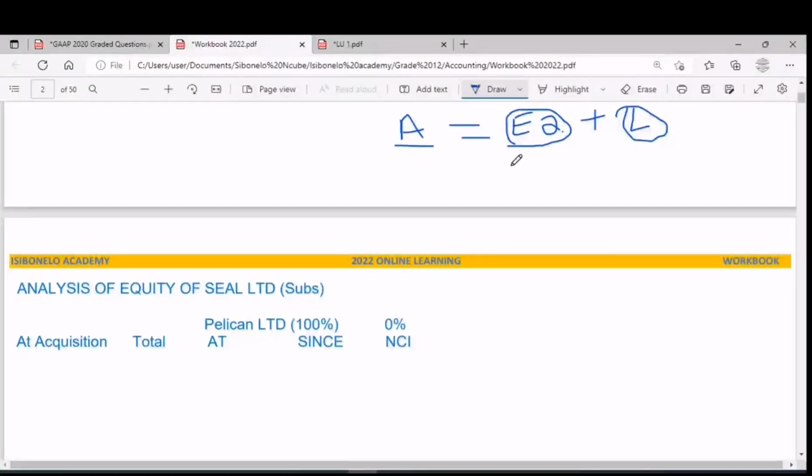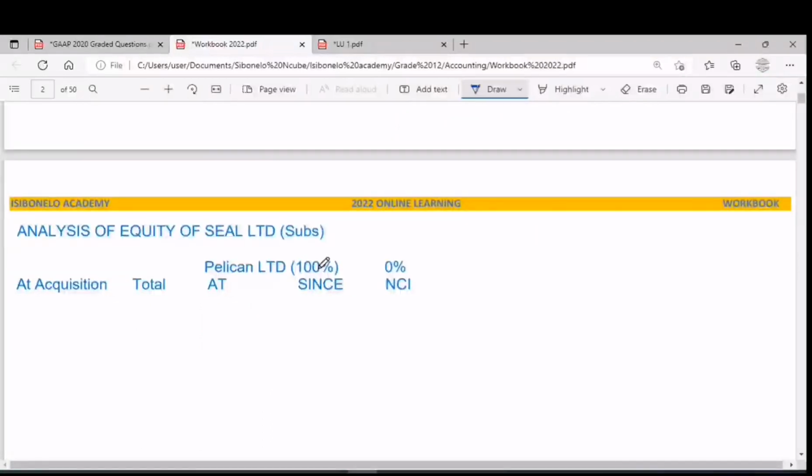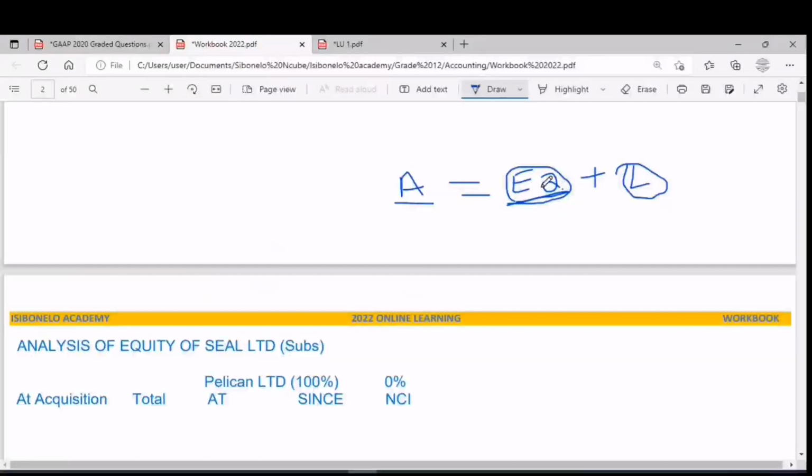So kusho ukuthi if ufuna ukwazi i-value ye-entity, if ufuna ukwazi i-value ye-company ukuthi leyo company wetha how much, i-focus yakho iba kwini? Iba kwi-equity. So nala kwi-analysis sifuna ukwazi ukuthi ibiwetha how much, lokho sikubiza ngo-net asset value. So ukuze siyithole sizo-prepare i-analysis. I-analysis yethu kuzomela ifocus kwi-equity ya-subsidiary because sifuna ukuthola i-value yale company ibiwetha how much.